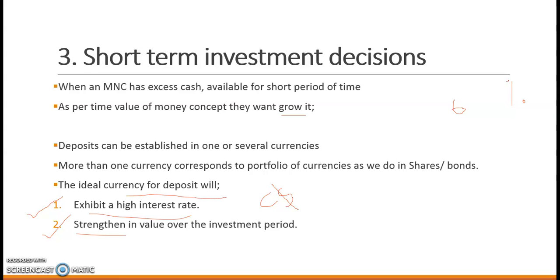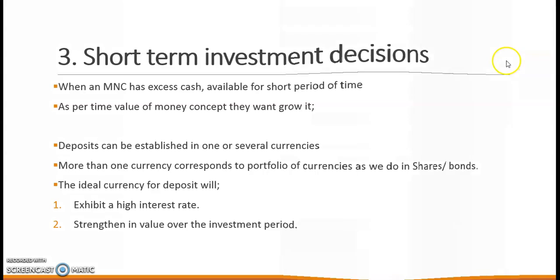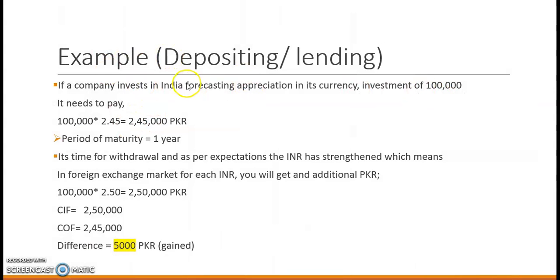Your aim will be first that it gives you a good percentage of interest. The second will be that the value of that currency will incline, or strengthen against your currency, so it will give you more amount in the end. So let's see with a simple example how this phenomenon works. Suppose there's a company which wants to invest in India, and it has forecasted that there will be appreciation in its currency. We are checking the same amount, which is 1 lakh rupees, and the MNC is Pakistani based. So today's rate is 2.45.